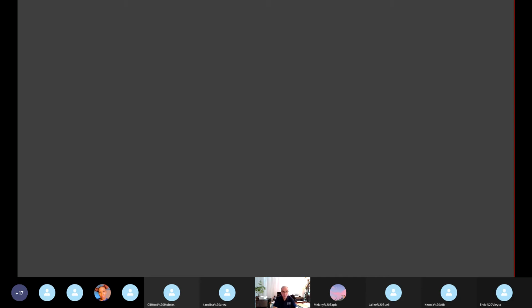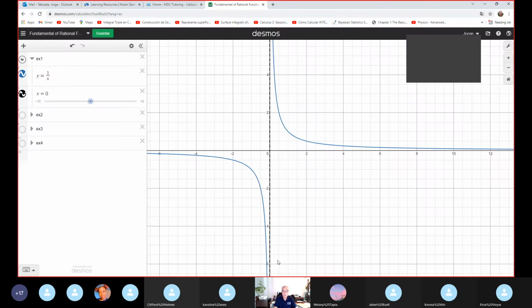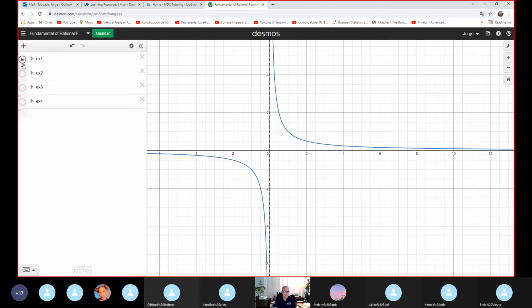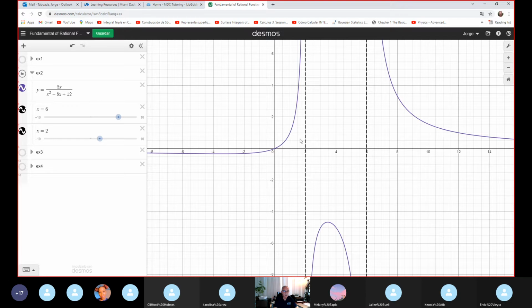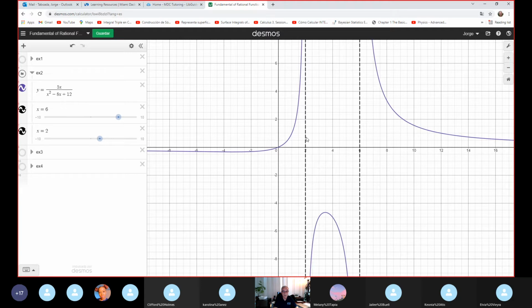Let's continue with the decimal part. Okay, let's move on to the second example. The second function is 5x in the numerator divided by x squared minus 3x plus 12. In this case, we have two vertical asymptotes, at x equal to, look, I'm flashing that, and x equals 6. Do you see?